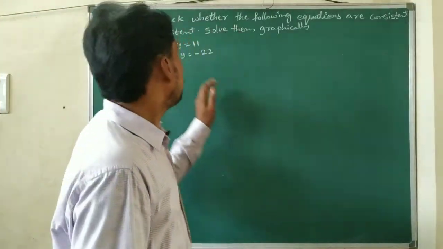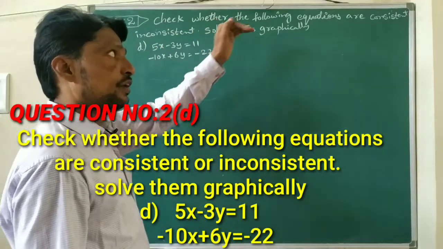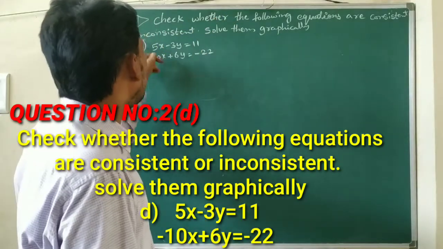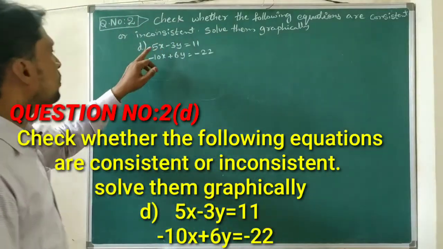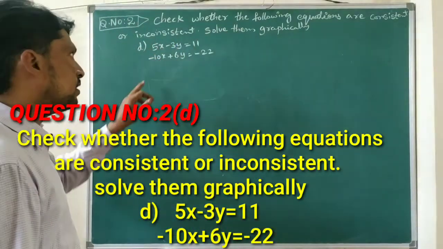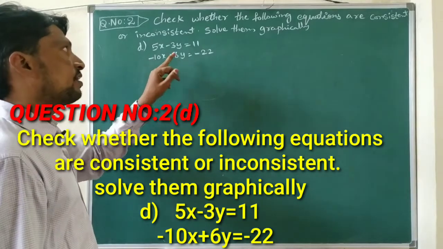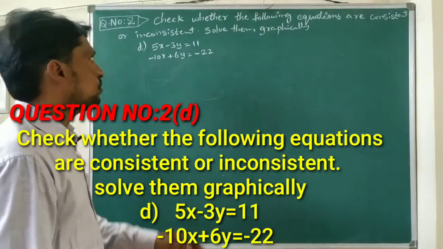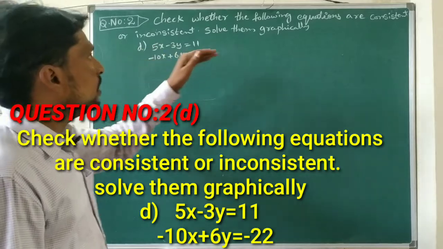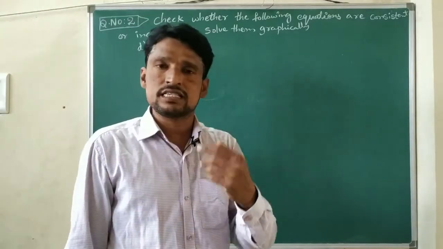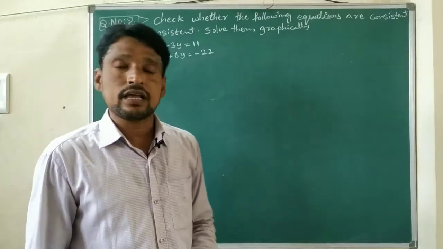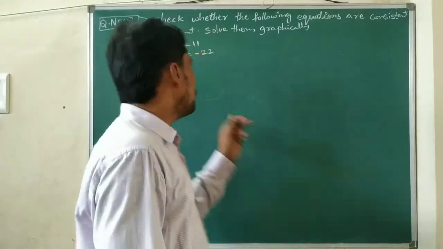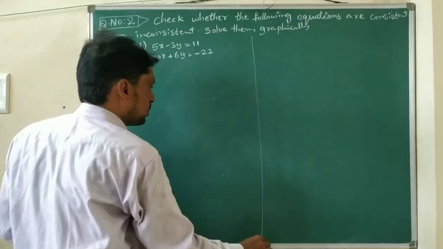Question number 2. Check whether the following equations are consistent or inconsistent. Solve them graphically. In that, 5x minus 3y equal to 11, minus 10x plus 6y equal to minus 22. So here we need to find whether the equations are consistent or inconsistent, and we can show it in the graphical representation also.